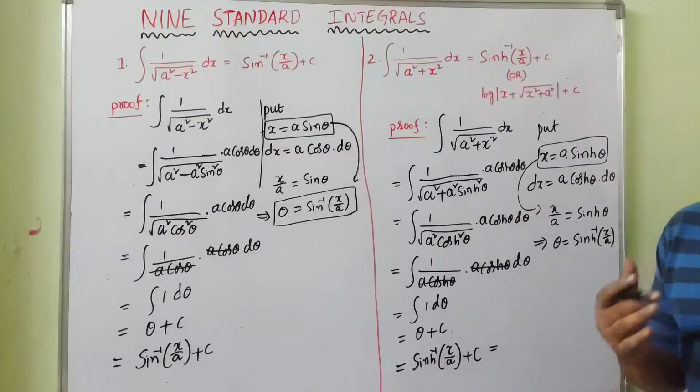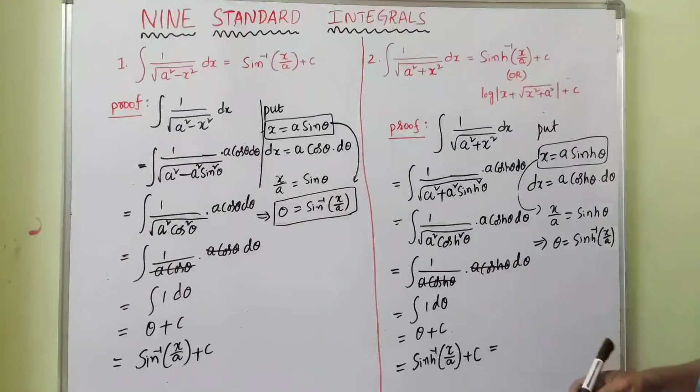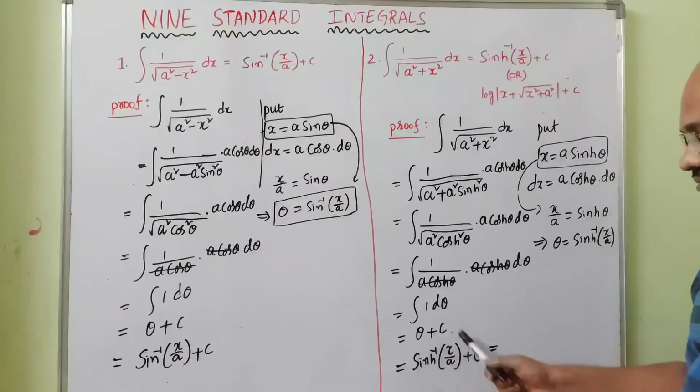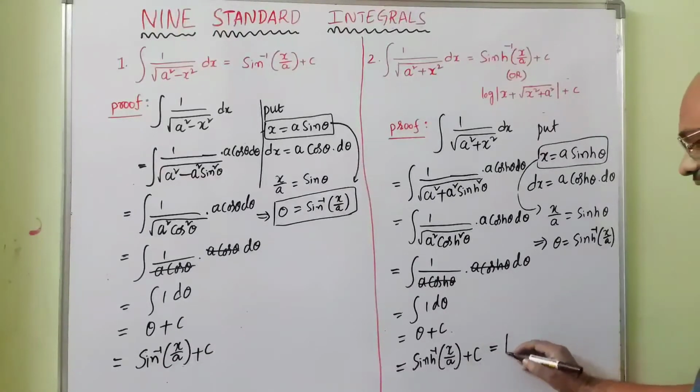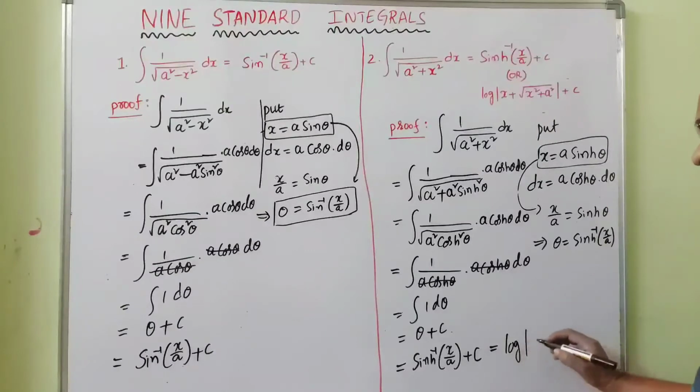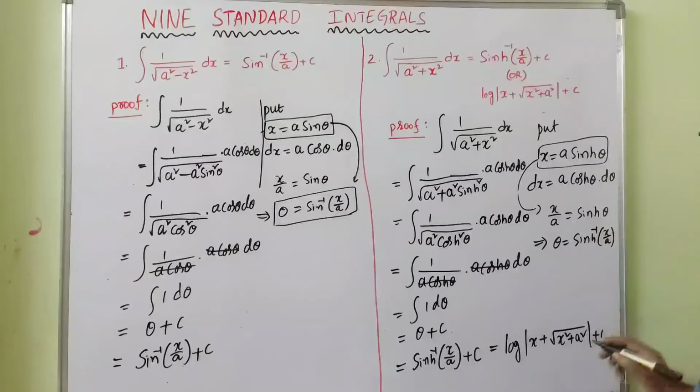Students, in inverse trigonometric functions we have a formula like this. In inverse hyperbolic functions we have a formula for this. It can be written in another way as logarithm of mod x plus root x square plus a square. This result is from the inverse hyperbolic functions.